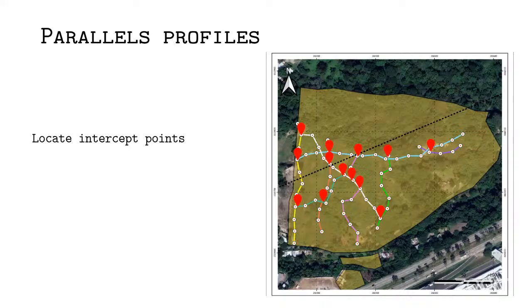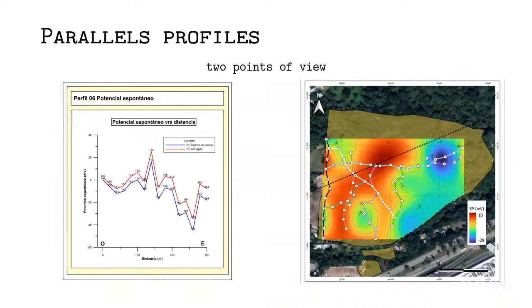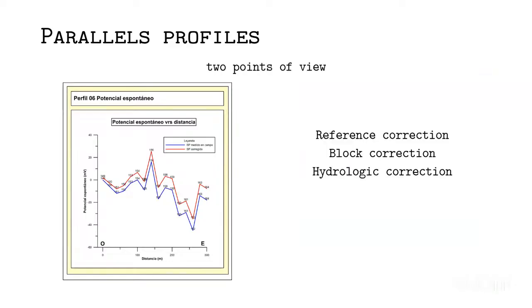This is explore and identify the type of anomalies. We use the open profiles, and we have two points of view for analysis: the parallel profiles. The first analysis is for the profile by profile treatment.